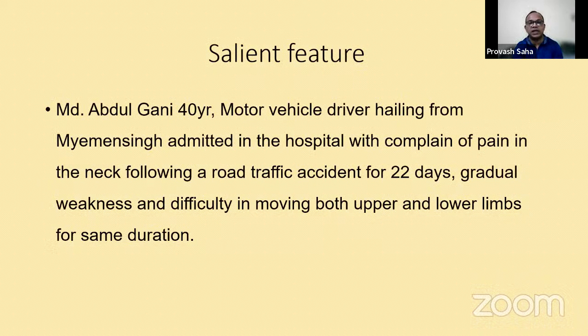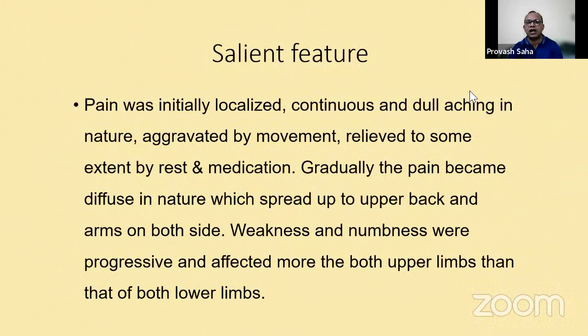The pain was initially localized, continuous and dull aching in nature, aggravated by movement, relieved by some rest and medication. Gradually, the pain became diffuse in nature, which spread up to the upper back and arms on both sides. The weakness and numbness were progressive and affected both upper limbs more than the lower limbs.